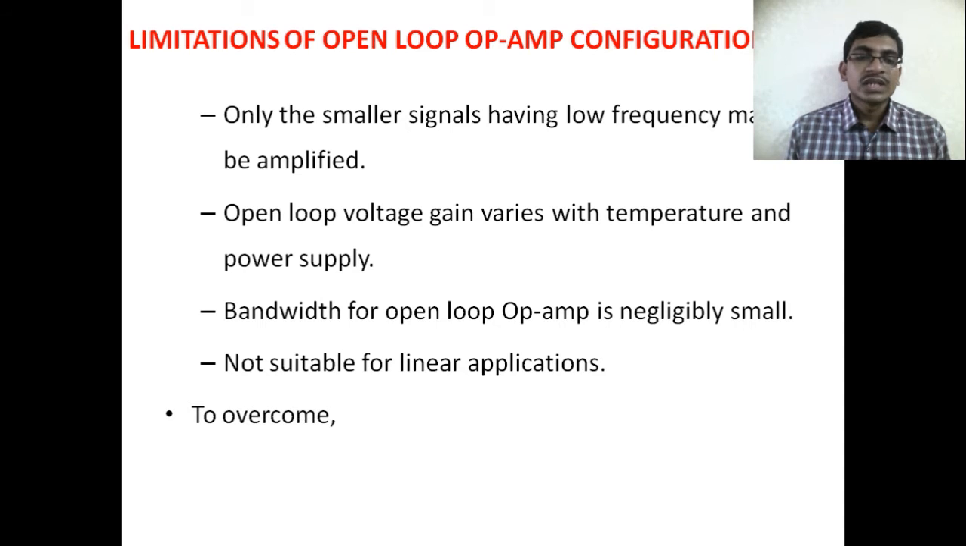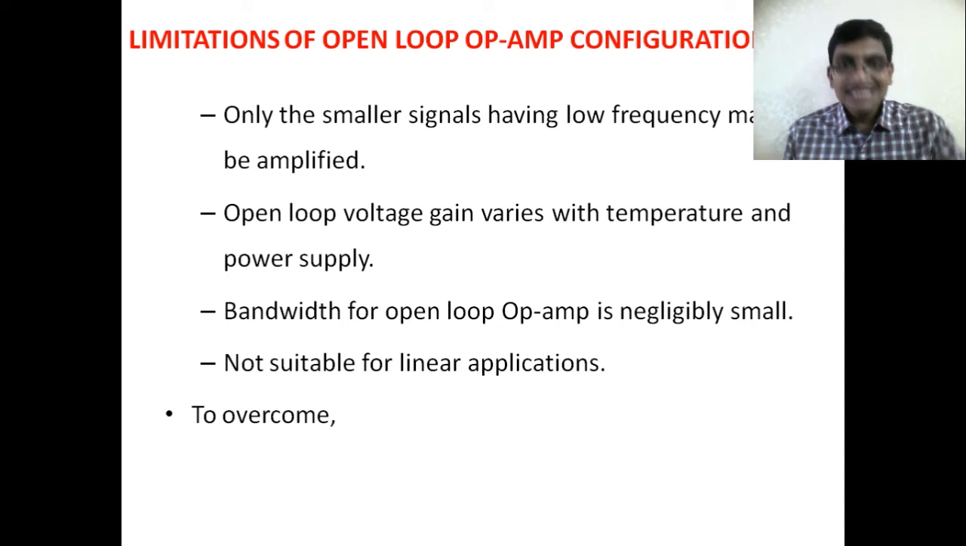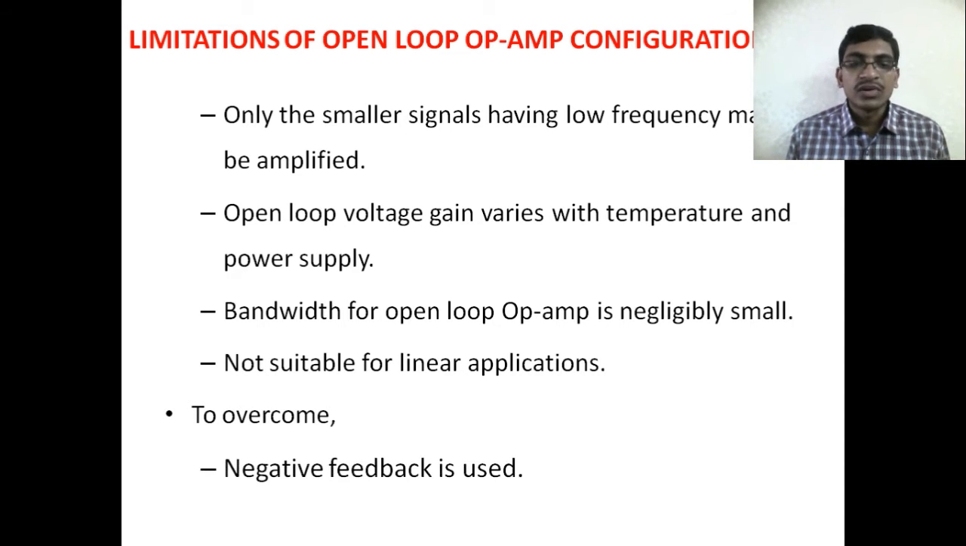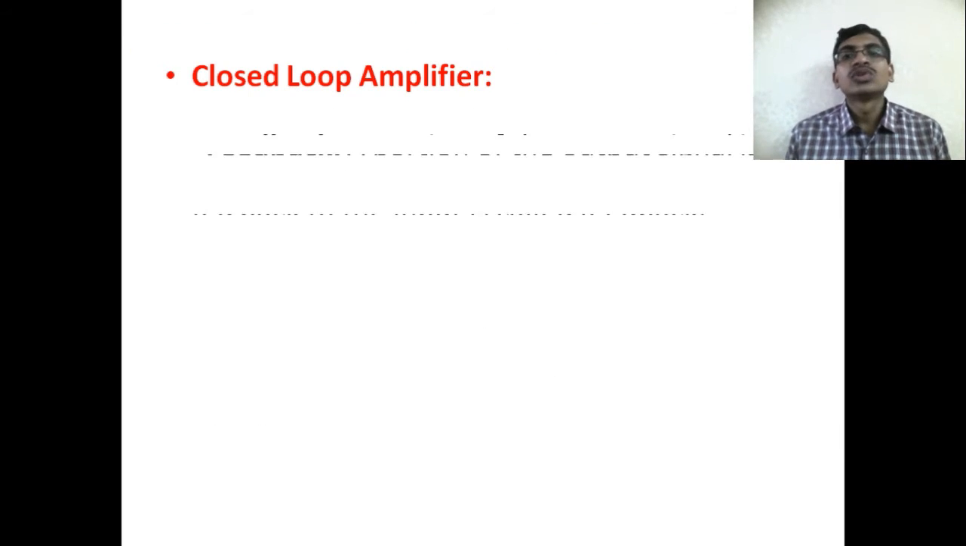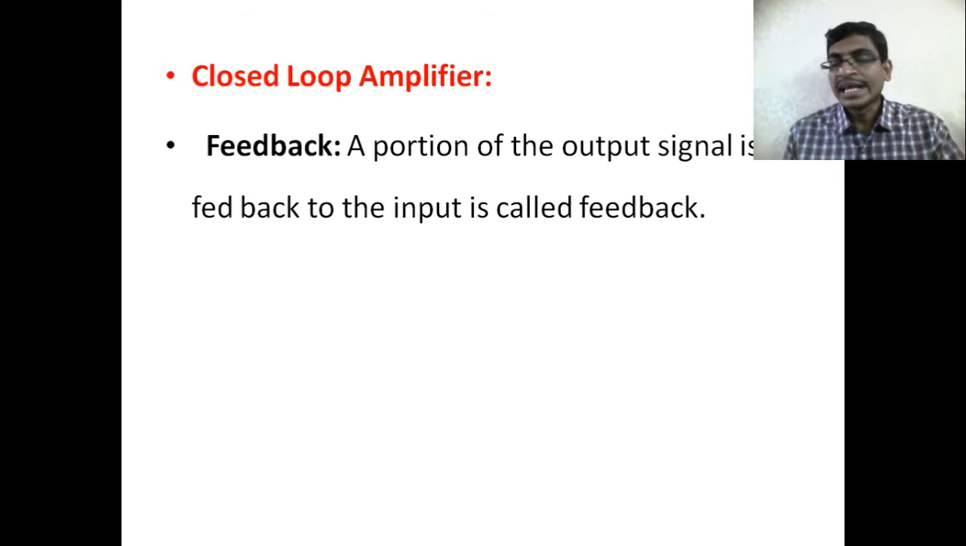Okay, so next one, to overcome these limitations we are going for the negative feedback operational amplifiers. First of all, we are using the feedback in the operational amplifiers. Okay, let us see the closed loop amplifier. So in that we should first know about what is feedback.